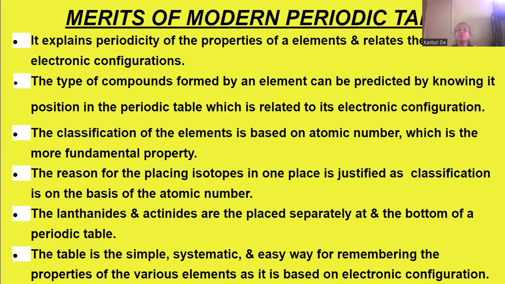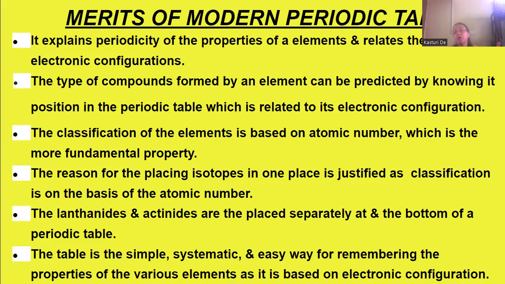Then the table is a simple, systematic, and easy way of remembering the properties of the various elements, because it is based on the electronic configuration. We know that the atomic number is the fundamental property, and that is also based on the electronic configuration.